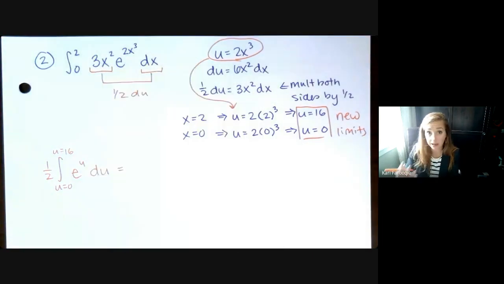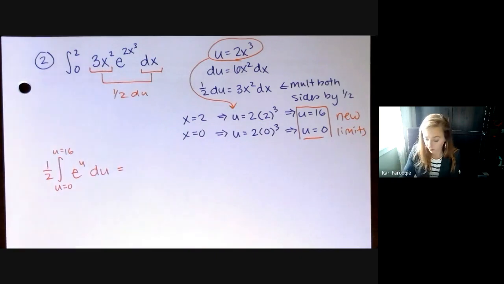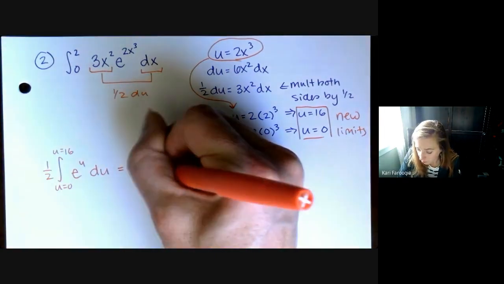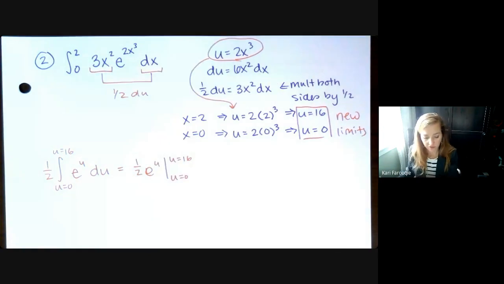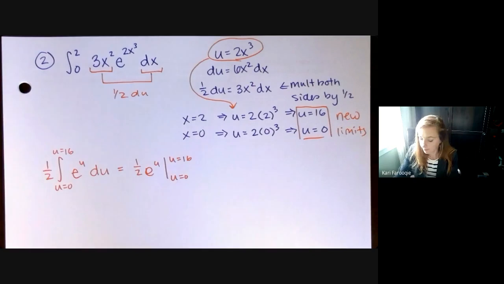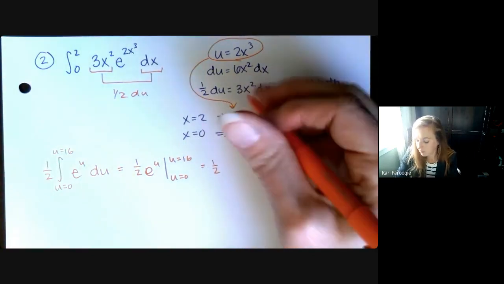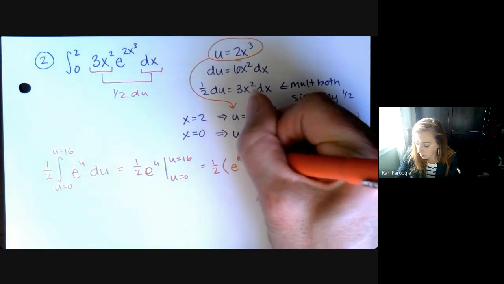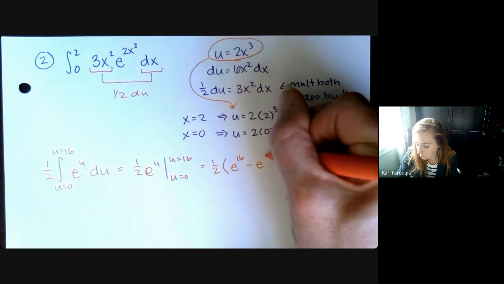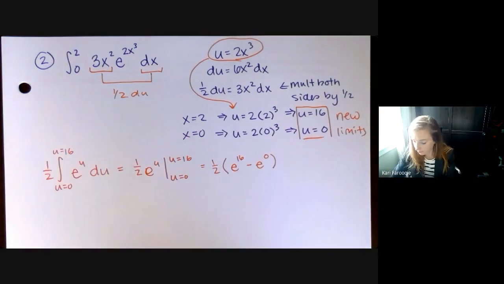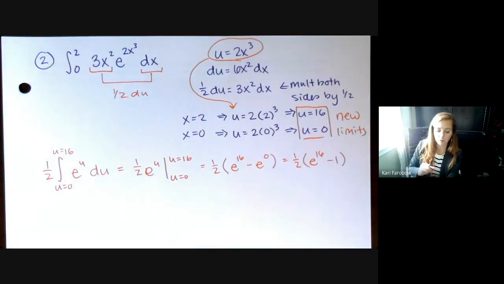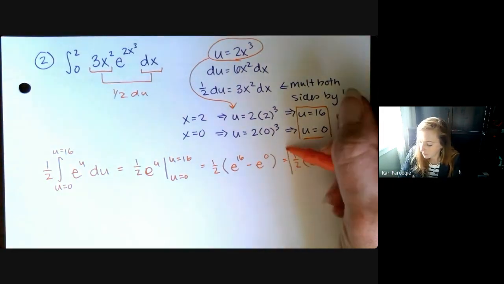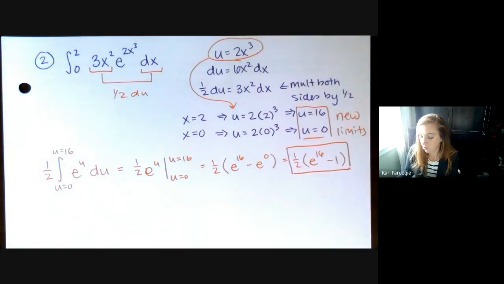So I'm just going to go ahead and integrate and then apply the FTC. I don't back substitute here. So I have 1/2 e to the u going from u equals 0 to u equals 16. And then I'll evaluate. So this is going to be 1/2 times e to the 16 minus e to 0. E to the 0 is 1. So this is just going to be 1/2 times e to the 16 minus 1. No back substituting required.